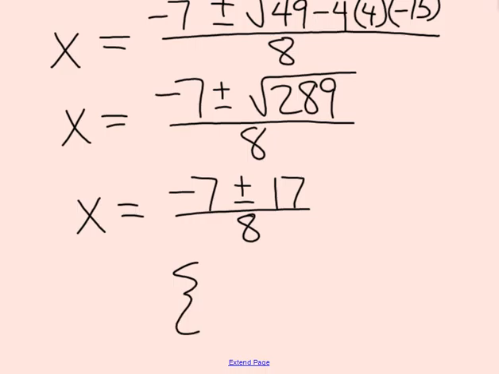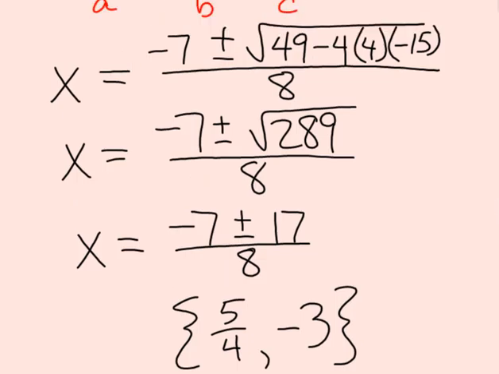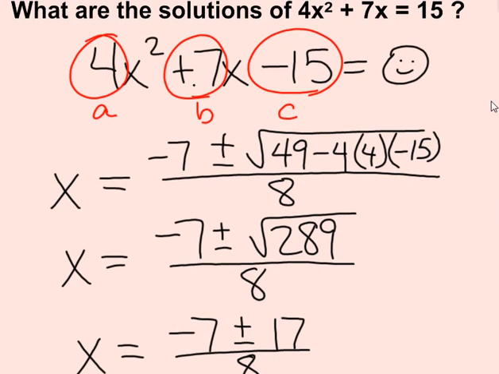Let's see what our two answers are. The first answer would be negative 7 plus 17. That would be 10. 10 over 8 reduces. Now we do the subtraction. We do negative 7 minus 17. We have negative 24. Negative 24 divided by 8 is negative 3. And as before, I always strongly recommend you either graph it or plug it back in or do something to verify that these answers work in the original problem.